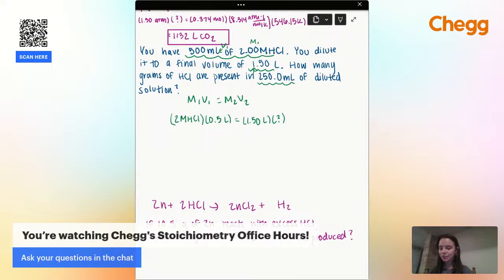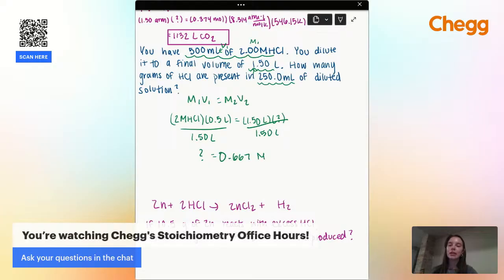You've got 20 seconds. All right, 5, 4, 3, 2, 1. Solving for the question mark, you would just divide over by 1.50 L on both sides. You would get the question mark equals 0.667 molarity.